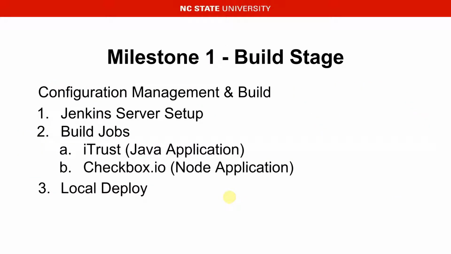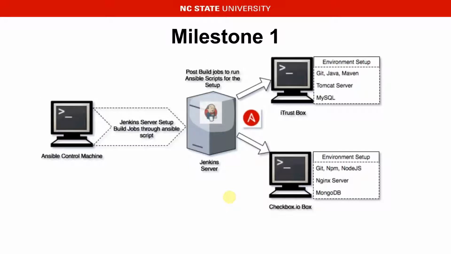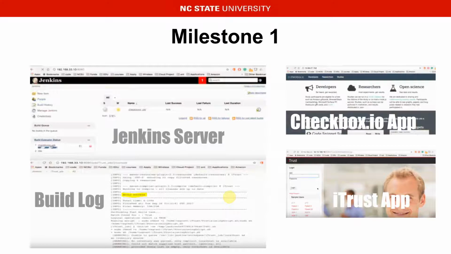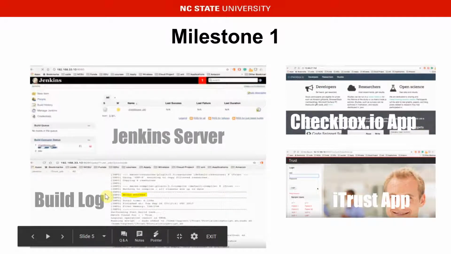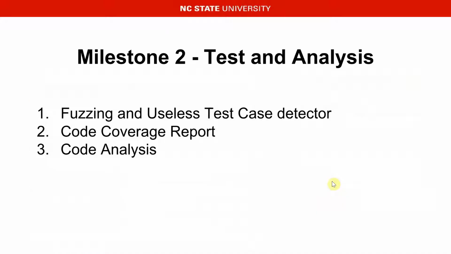In the build stage, we automated the creation of a Jenkins server and assignments of Jenkins jobs to enable the local build of both the apps. Ansible was the config management tool we used, and we also used certain Jenkins plugins. Post-build success, the app is locally deployed to Vagrant VMs. Now, this is a high-level diagram of what I just explained, and this is the Jenkins server, the build log, the Checkbox IO app, and the iTrust app.